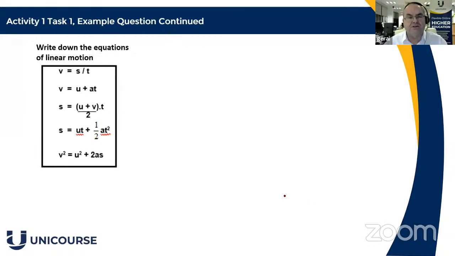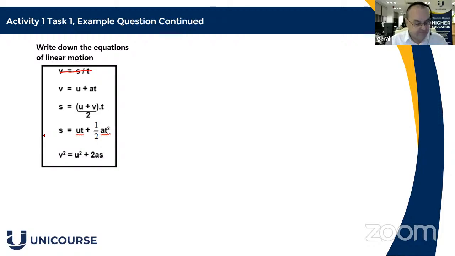In answering these questions, and you should do this with all questions where there's some numerical analysis to do, the first thing to do is look at the equations that are applicable. This time we're looking at linear motion, so write down the equations of linear motion. We know we've got an acceleration. The top equation only applies to a constant velocity where there's no acceleration, so we can draw a line straight through that. We're not going to use that equation at all.